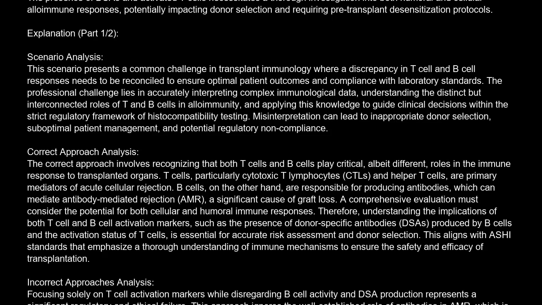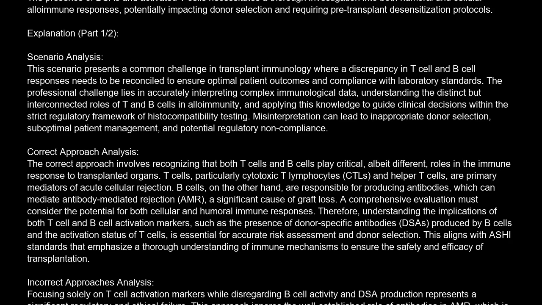The correct answer is C. The presence of DSAs and activated T cells necessitates a thorough investigation into both humoral and cellular alloimmune responses, potentially impacting donor selection and requiring pre-transplant desensitization protocols. Explanation. Scenario analysis. This scenario presents a common challenge in transplant immunology where a discrepancy in T-cell and B-cell responses needs to be reconciled to ensure optimal patient outcomes and compliance with laboratory standards.